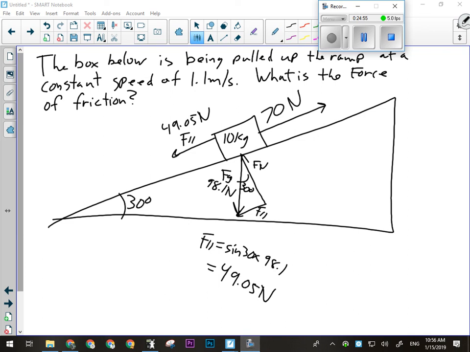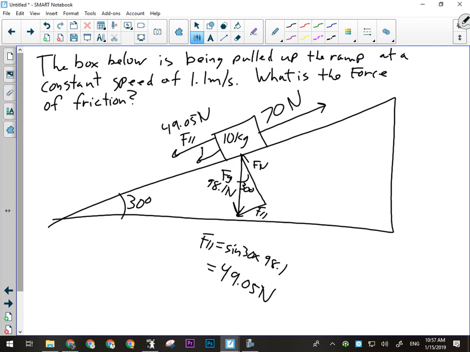So here's what we've got. We're told the box is moving up the ramp. So which way is friction acting? Down the ramp. Friction always opposes, so we know that the force of friction is acting down the ramp. That's helpful. We now know 2 out of the 3 forces that are contributing to the net force. So my net force is F parallel plus the force of friction plus 70 newtons, the applied force up the ramp.